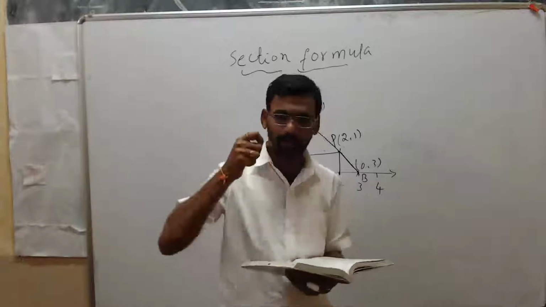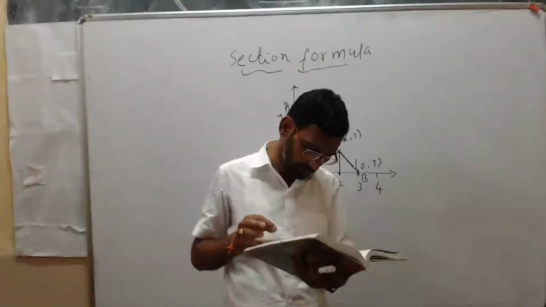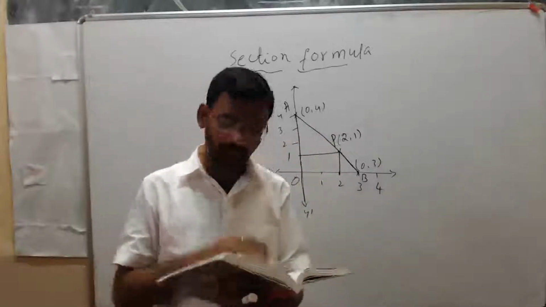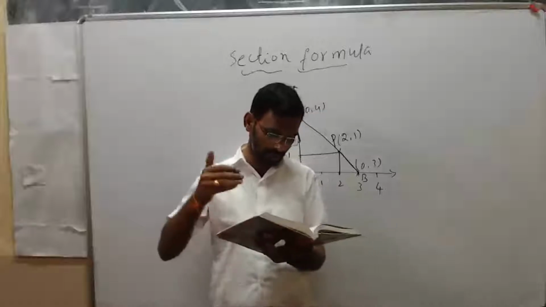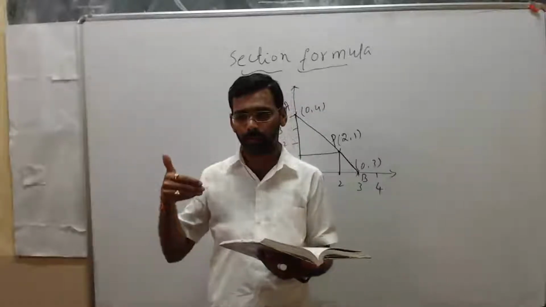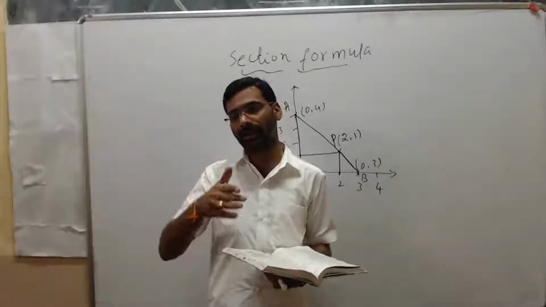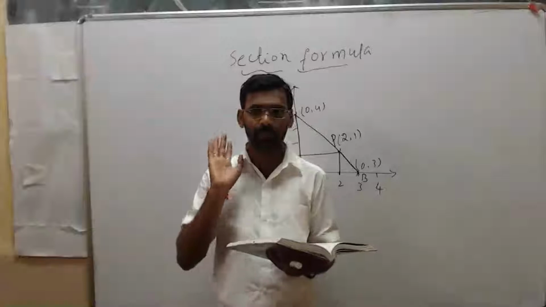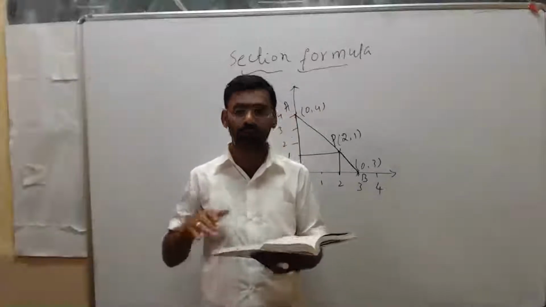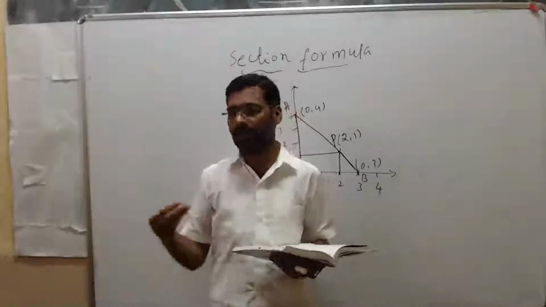With the help of the distance formula only, we got the lengths of the parallelogram, the isosceles triangle, the diagonals, and all the sides. Only with the help of the distance formula, we can decide which type of triangle or which type of quadrilateral it is.